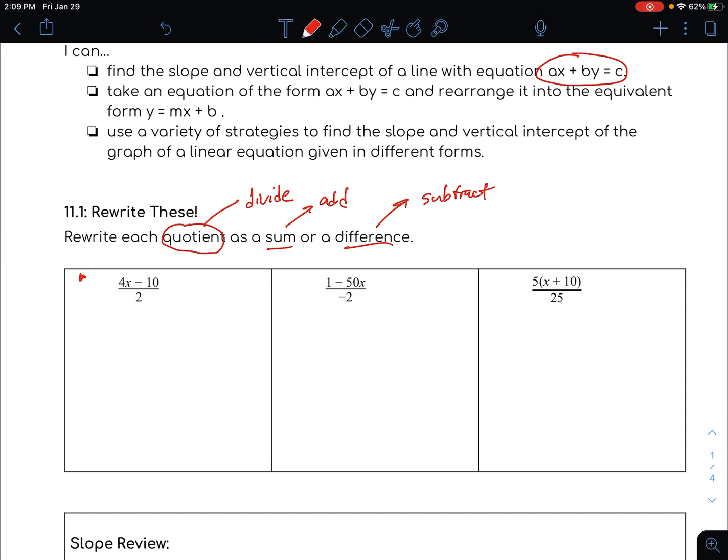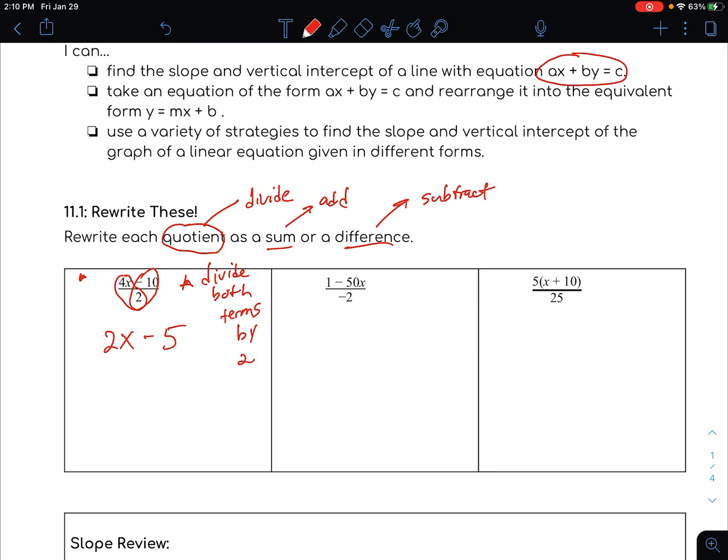So when you divide two terms by the same number, that means both of these are going to get divided by 2. So 4x divided by 2, 4 divided by 2 is 2, so that leaves us with 2x. And then that minus 10 divided by 2, 10 divided by 2 is 5, so it would be a minus 5. So notice now that quotient, that division problem, became a difference because now we see that those two terms are being subtracted. So in this case, we divide both terms by 2.